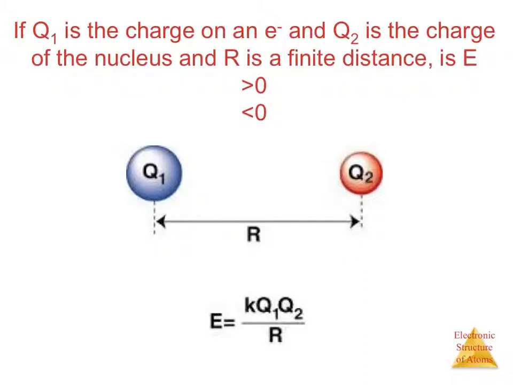So let's say the charge of an electron, let's call that Q1, is a negative 1, and Q2 is the charge of the nucleus. So this is a positive, let's call it a positive 1. And R is some finite distance, right? So this is a finite distance, it's not infinite. So what is E? Is it less than 0 or greater than 0? Well, it's going to be less than 0 because this is going to end up a negative times a positive, which is going to give me a negative value.